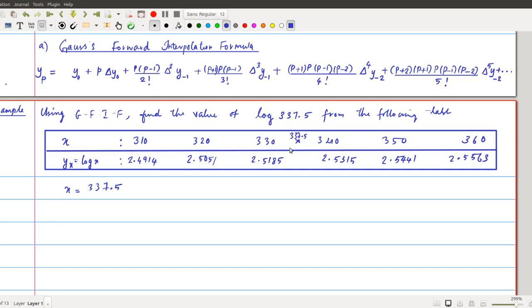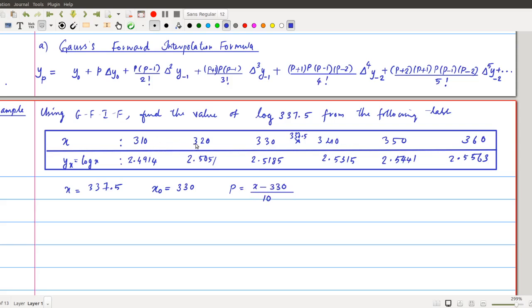Okay, so in order to evaluate this using the Gauss forward interpolation formula, we put x naught as the value given in this table just before 337.5, so that is going to be 330. So we set x naught equal to 330. Now you define p. P is x minus 330 divided by 10. 10 is the interval of differencing.